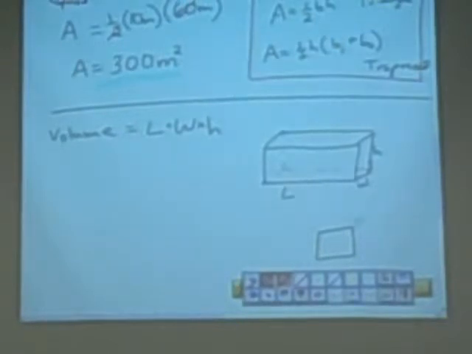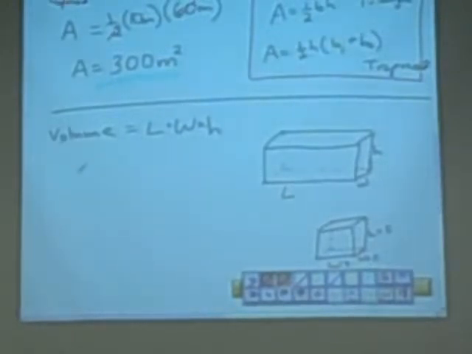Now a cube is really the exact same thing, except what's different about a cube than a rectangular shape? All sides are the same. So you still have length, width, and height, but we just identify them as S for side. So when they only tell you one side for a cube, you have to know that if I got one side, I got all the sides.